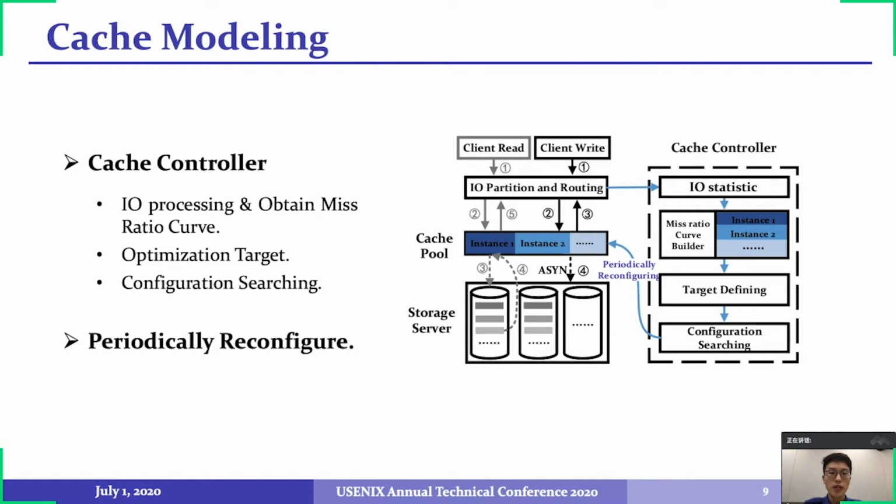The left figure is the overall architecture of OSCA. It has no effect on the original I/O path, but adds an additional cache controller to reconfigure the size of each cache instance periodically. Each cache instance is paired with a physical disk, which provides storage space for cloud virtual volumes. The cache controller monitors the access traffic to physical disks and constructs miss ratio curves to get the reassignment of cache resources among cache instances.